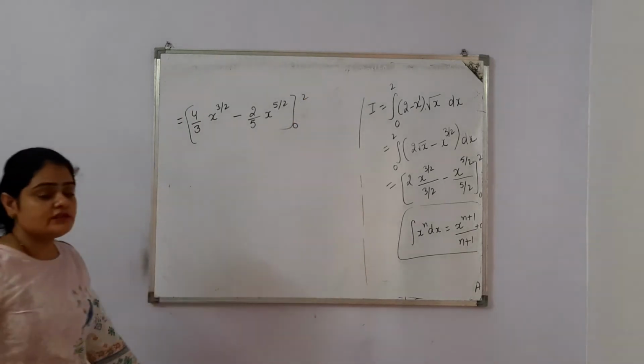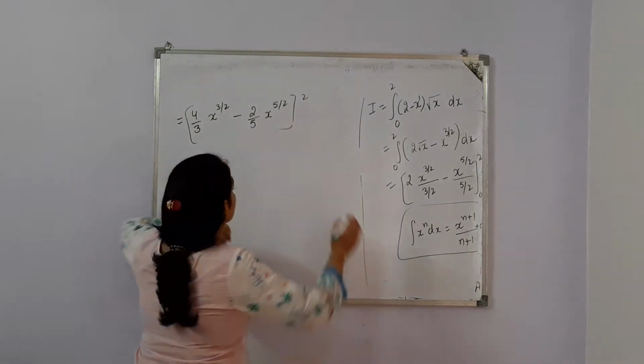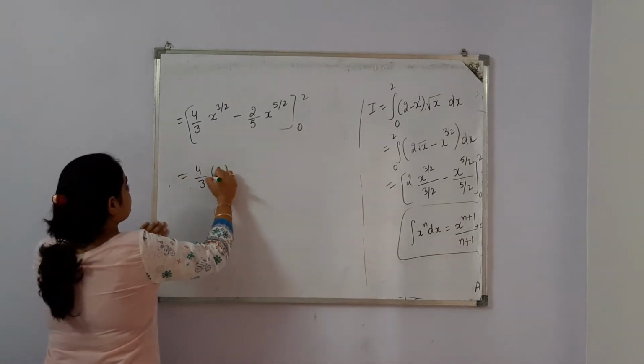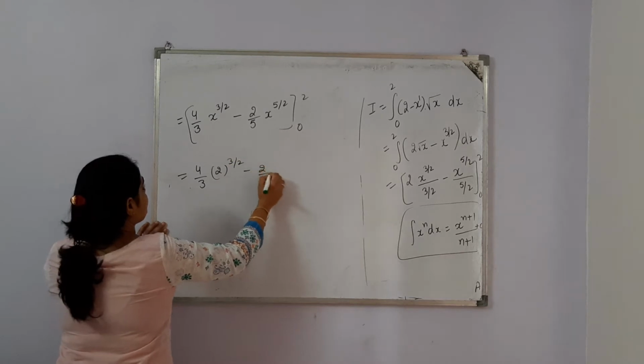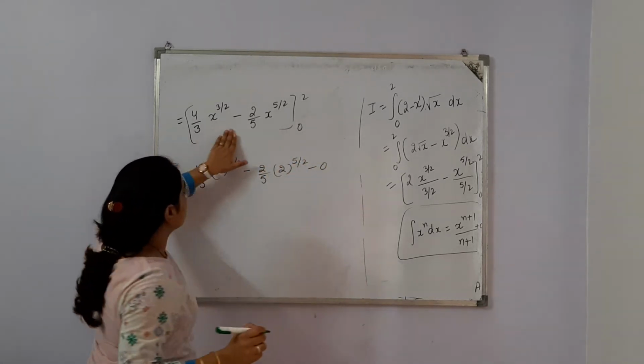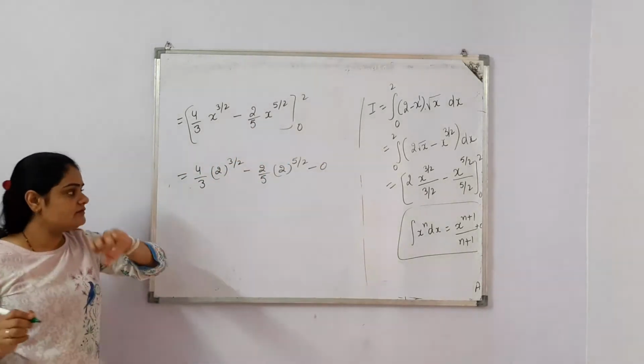Now we are going to substitute the limits. Upper limit minus lower limit. 2 raised to power 3 by 2 minus 2 by 5, 2 raised to power 5 by 2, and of course the lower limit is 0 again, that means minus 0.